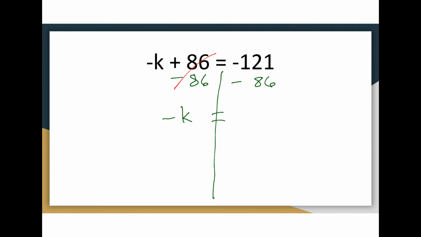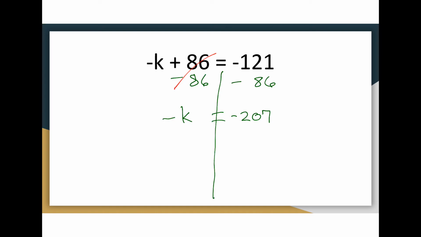And a negative 121 minus 86. Once again, feel free to do this on your calculator just to make sure you get it right. But you will get a negative 207. Then we want to make sure that we figure out what our k value is.